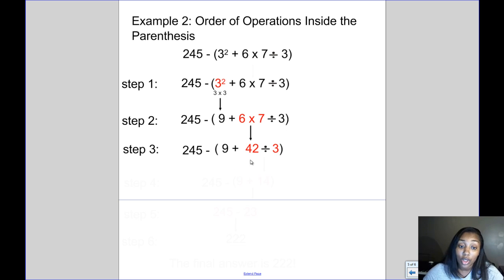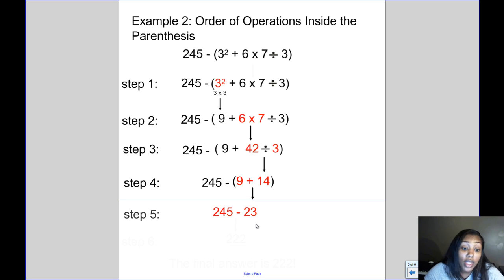So then in our next step, we're looking and we're going to say, okay, I have an addition and I have division. Well, again, I have to follow the order of operations, and division comes before addition. So I have to divide by 3 first. So I know 42 divided by 3 will give me 14. And again, I'm going to bring that 9 down, bring that 14 down, and now I'm going to make sure I bring down the 245. In my next step, I want to still take care of the parentheses. I'm not done with the parentheses yet. My last step inside the parentheses is that I've got to do 9 plus 14, which we know will give us 23, and then we're going to bring down the 245.